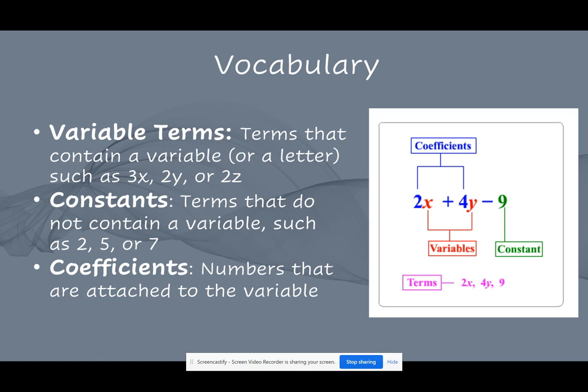to it. Our constants are our terms that do not contain a variable. So in this case, your 9 is your constant because it doesn't have a variable with it. Lastly, your coefficients are the numbers that are attached to the variable. So in this case, 2 and 4 are the coefficients.